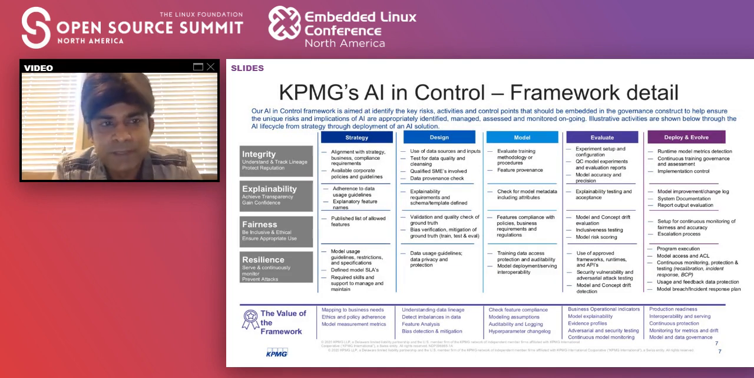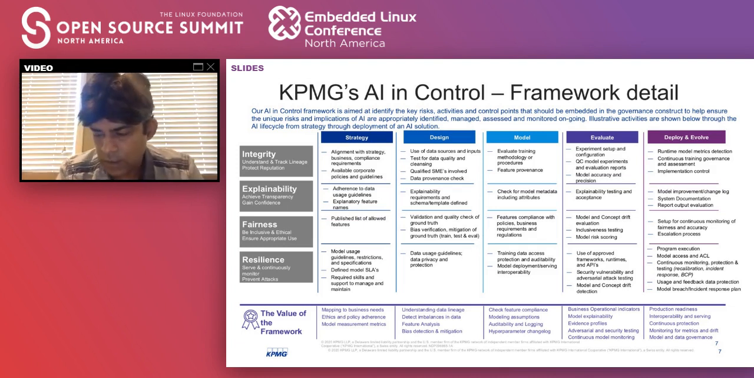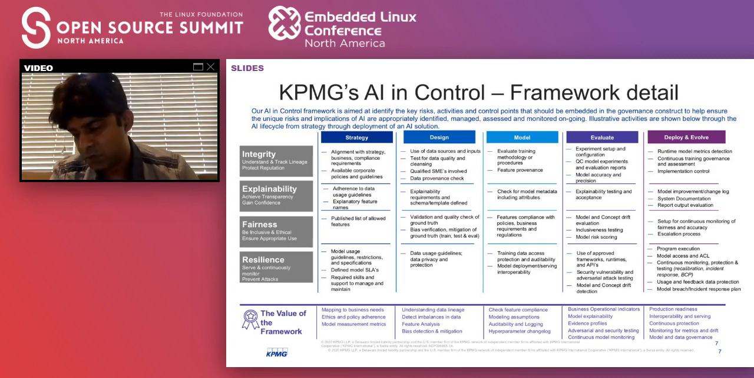So I talked about KPMG. If somebody is looking at how to do it more practically in the field, they have developed their own framework called AI in control, where they essentially go through these different phases: strategy, design, model, evaluate, deploy, and evolve. And they bring a set of toolkits. So they bring a lot of these open source projects which I talked about.